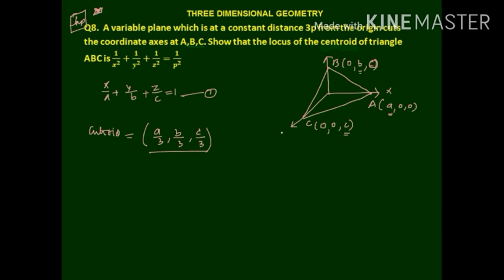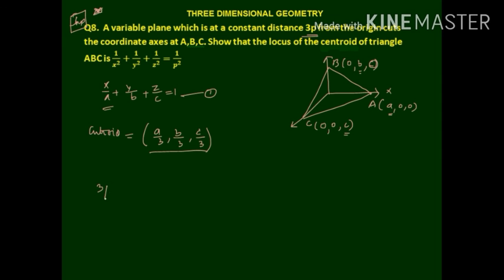If it is lying on the plane, it is going to satisfy this particular condition, the variable plane which is at a constant distance of 3p from the origin, right? Am I clear to you? They are saying that the distance of the plane from the origin is 3p. So what will be the distance of this plane from the origin? That is (0, 0, 0). So use the distance formula.